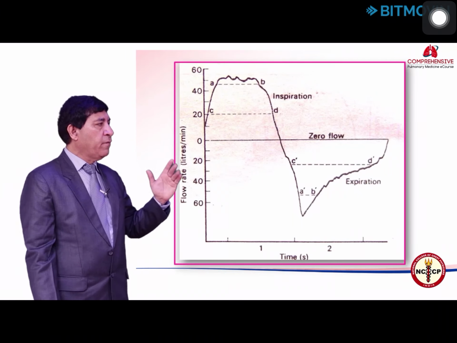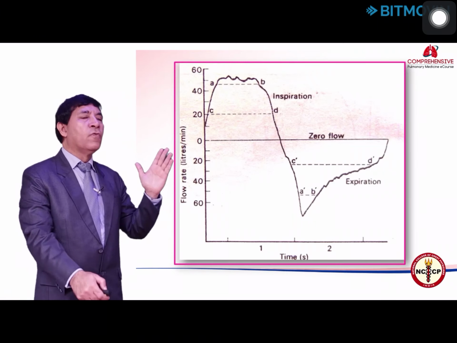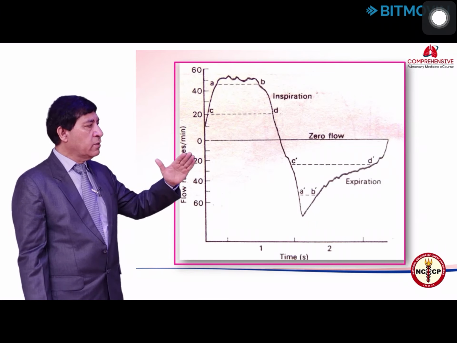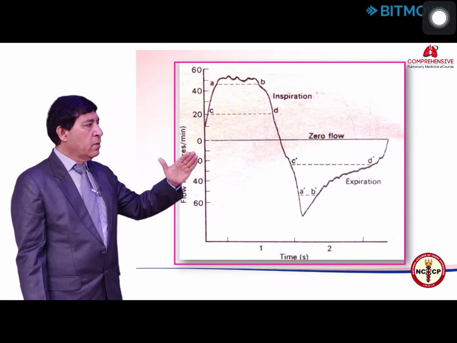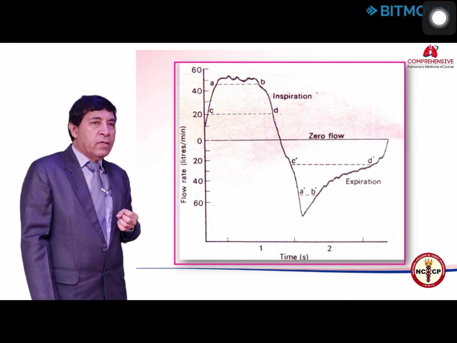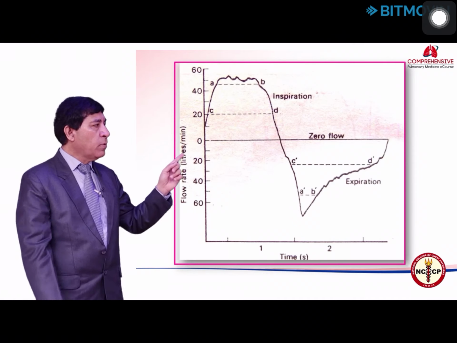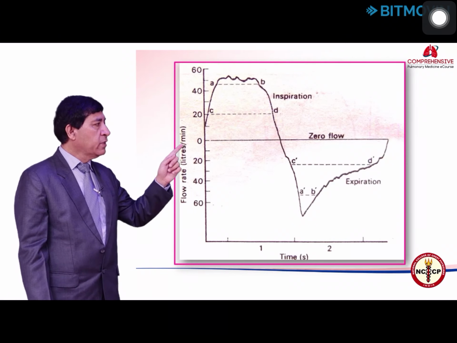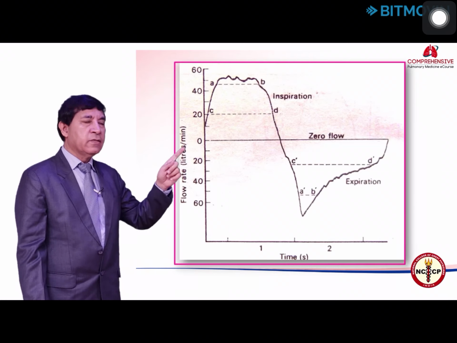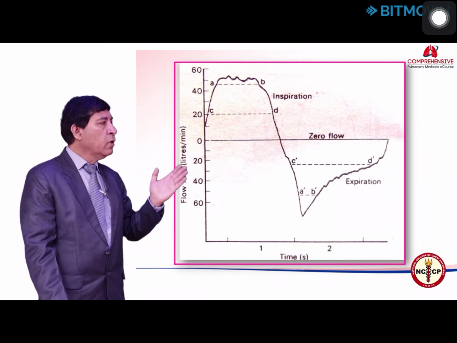So after a particular phase, as you can see here, C dash, D dash, beyond that, when the flow falls, the turbulence disappears. So you can hear the turbulence, say from C dash to D dash, when you put your stethoscope over the trachea. What you see here is that you hear the inspiration C D on the trachea and C dash D dash on the expiration. So the sound.